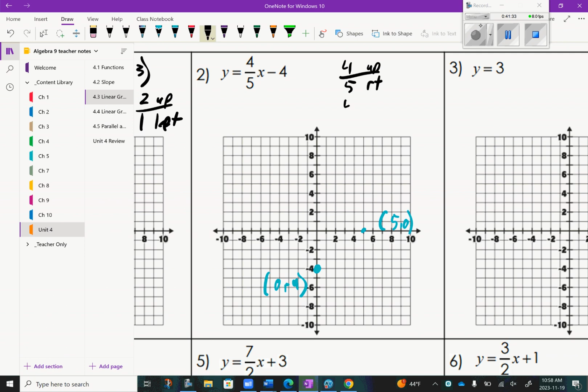But with this slope, that also means I could go 4 spaces down and then 5 to the left, because 4/5 is the same thing as negative 4 over negative 5. You would reduce that, wouldn't you? So if I'm at the y-intercept here, 0, negative 4, and I go down 4 more spaces, and then to the left, 1, 2, 3, 4, 5, that should put me at negative 5, negative 8, and all 3 of those are on the same line.